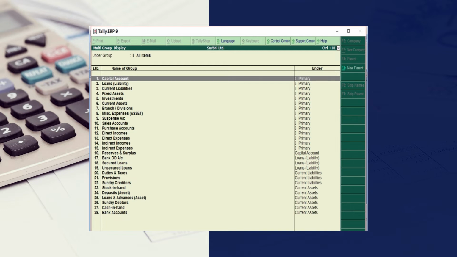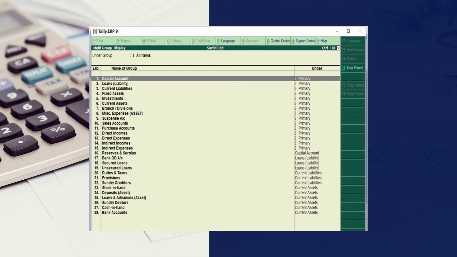Then there are duties and taxes. These are the payments which you need to make in immediate future. Then they are classified under the current liabilities. There are provisions, there are sundry creditors. These are under the current liabilities.